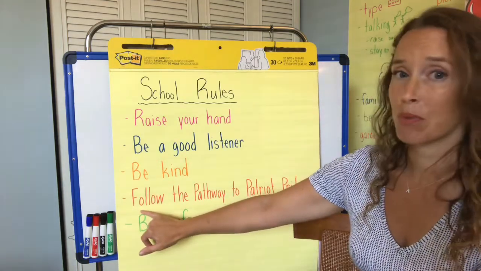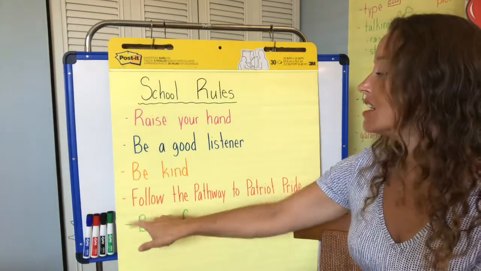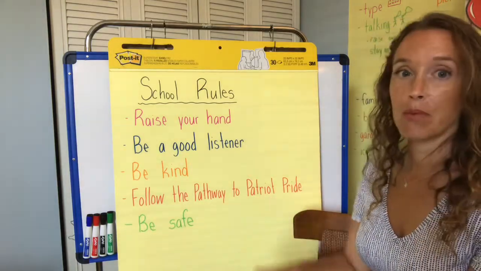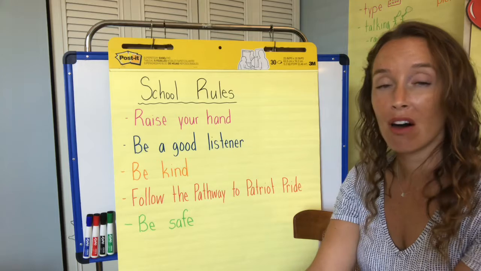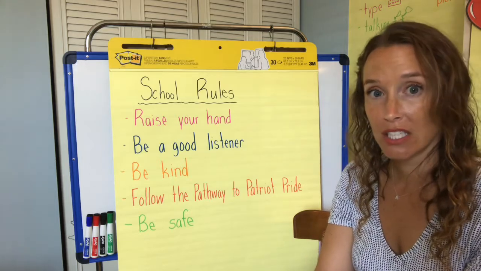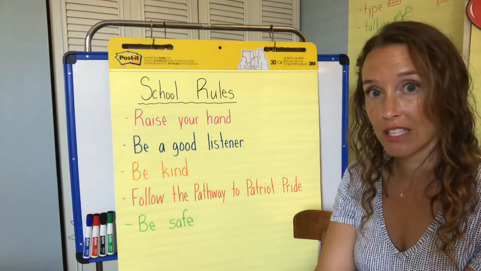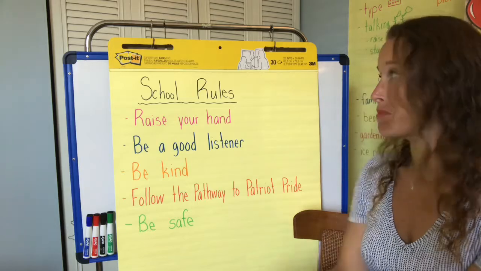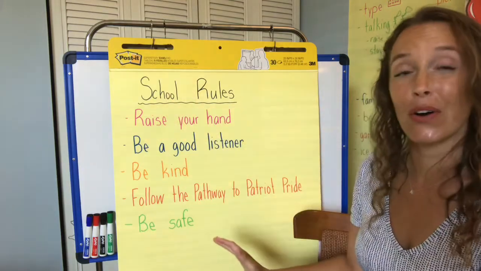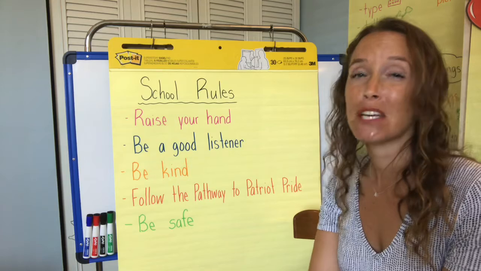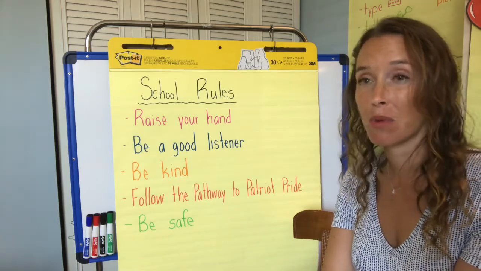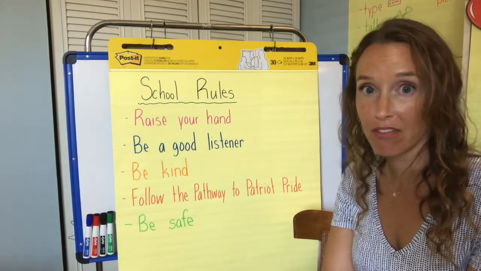And then my last one, even though it's in the middle, is follow the pathway to Patriot Pride. Well, at Petway, we talk about the pathway often. We talk about our character traits. And if we're following our character traits, then that will cover almost everything that's already on this list. Okay, we want to make sure that we are cooperating with others. We want to be respectful of others, right?